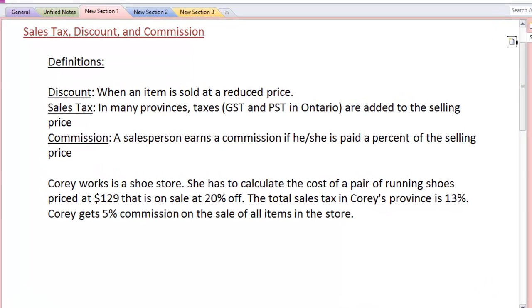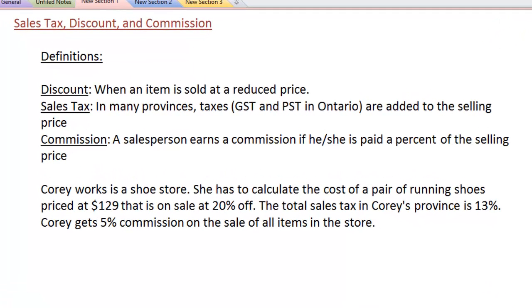Unit 2, Lesson 6, Sales Tax, Discount, and Commission. Before we start this lesson, we need to understand the definition of each item, the meaning of discount, sales tax, and commission. Discount: when an item is sold at a reduced price.